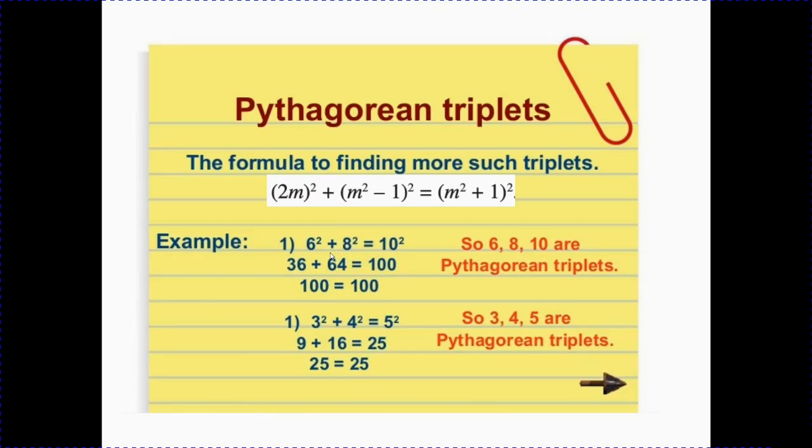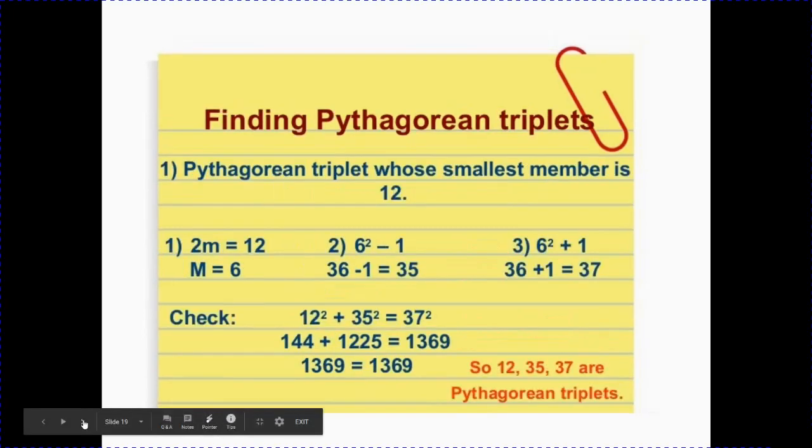Let's see another example. 3 to the power of 2, 4 to the power of 2, 5 to the power of 2. Now let's find their perfect squares. 3 times 3 is 9, 4 times 4 is 16, 5 times 5 is 25. Now if we add 16 plus 9, we get the result as 25. So 25 is equal to 25. What is the conclusion? 3, 4, 5 are Pythagorean triplets.